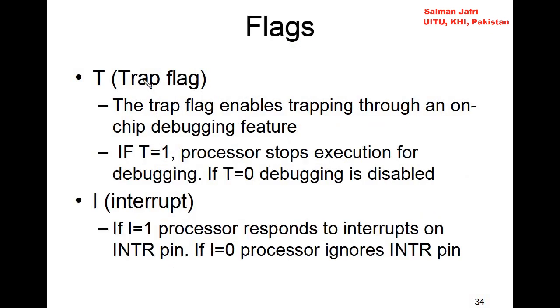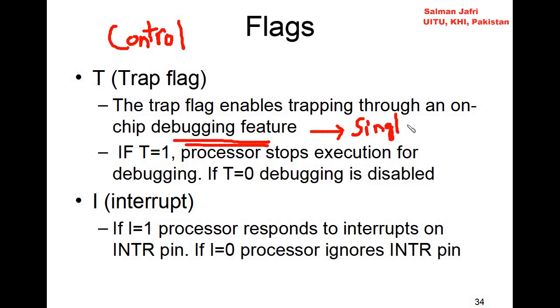Then again, the flags. Now this is the control flags. So now we are basically discussing the control flags. One is the trap flag. The trap flag enables trapping through an on-chip debugging feature. If we want to do single stepping, where you want to stop after each execution of an instruction, we can have this trap flag. If T is 1, the processor stops execution for debugging. If T equals 0, debugging is disabled.